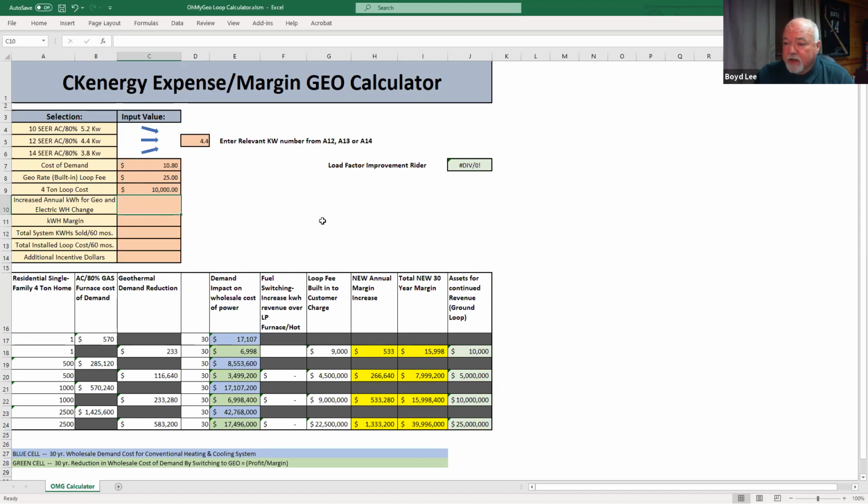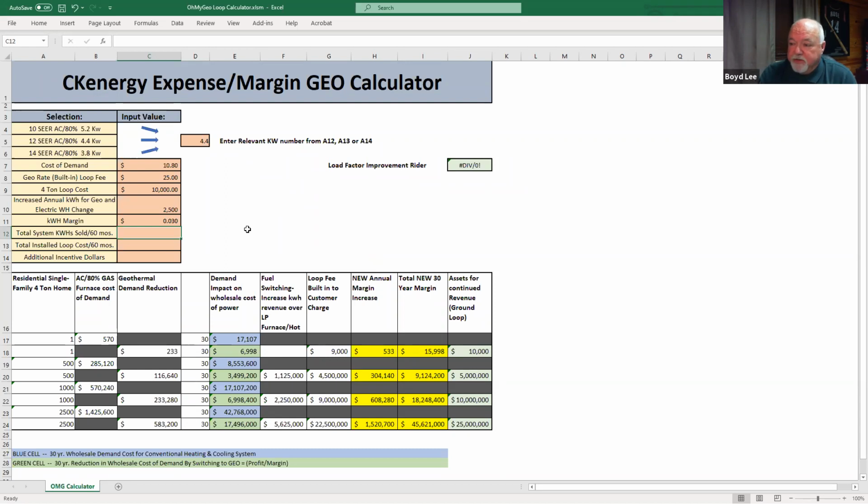Okay, I'm just going to use an increased annual kilowatt hour sales for geo and electric water heater change. I'm going to say an extra 2,500 kilowatt hours. Our kilowatt hour margin is, let's say, 3 cents per kilowatt hour. Now, our cooperative sells roughly 3.5 billion kilowatt hours in a 60-month period. That is the time period that we use to recover our entire investment for that $10,000 loop.